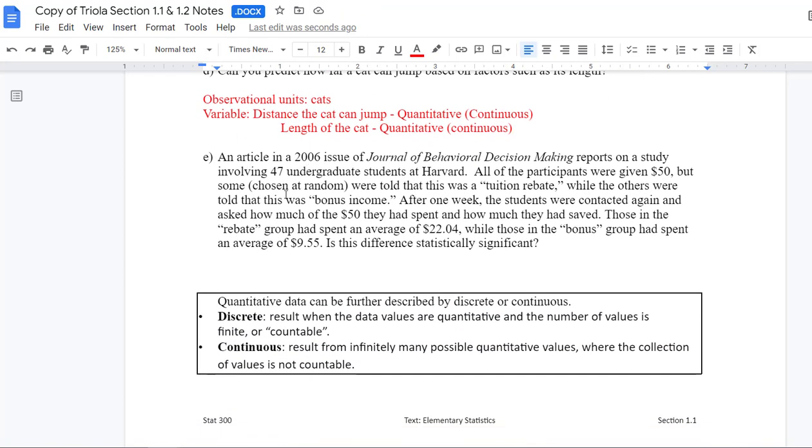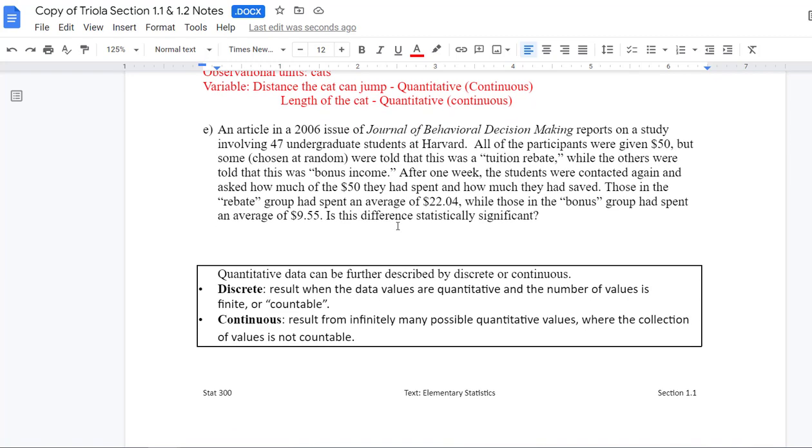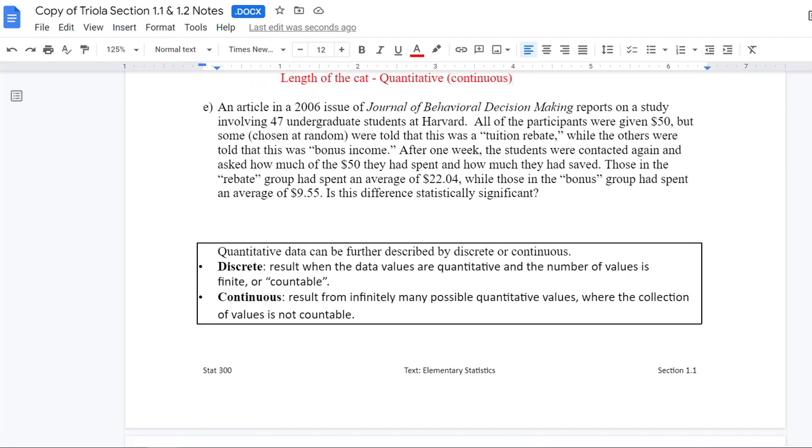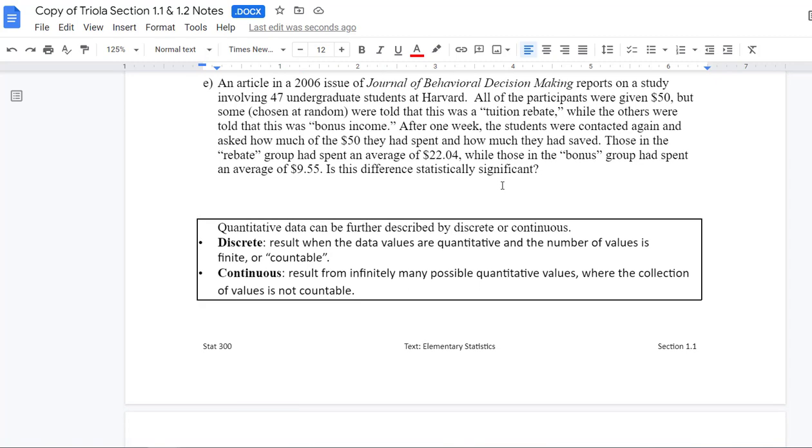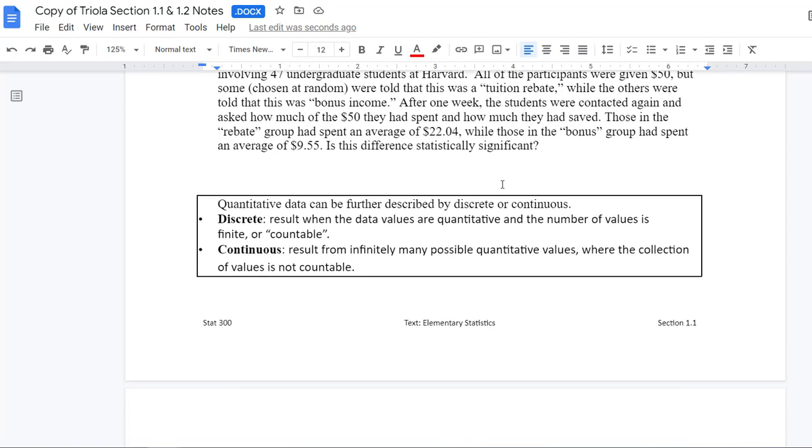I'm going to skip E for now. You can email me about it. But the observational units are going to be the students at Harvard. And there is a categorical and a quantitative variable in there. So I want you to do that one on your own, and then in Canvas, I will post the answer to that.